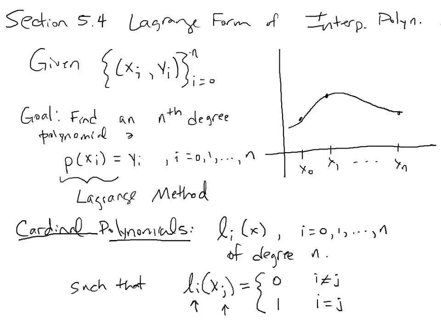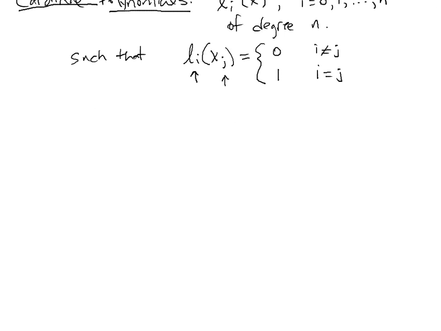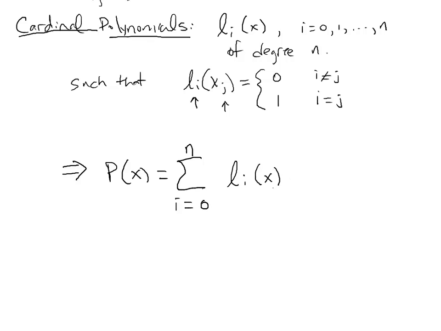Now, what's so creative or sneaky about these polynomials? Well, I'll show you. What happens now is that p, the polynomial we're looking for, I can write down immediately. It's going to be the sum from i equals 0 to n of L_i of x times y_i.